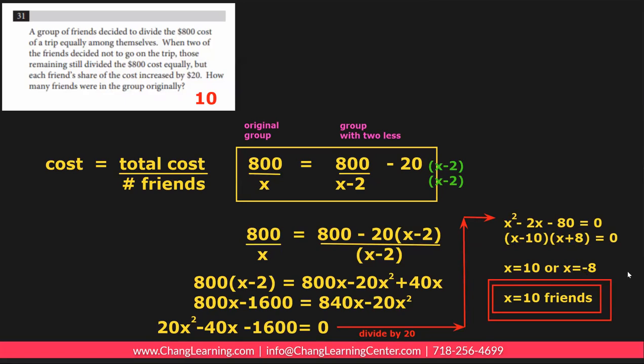Since certainly we cannot have negative 8 friends, we know that the correct answer is x equals 10, meaning that the starting cost, 800 divided by 10, was $80. Then with 2 less friends, 800 divided by 8 is $100. That's right, because 100 minus 20 is 80. And we have the correct answer, 10 friends were in the group originally.